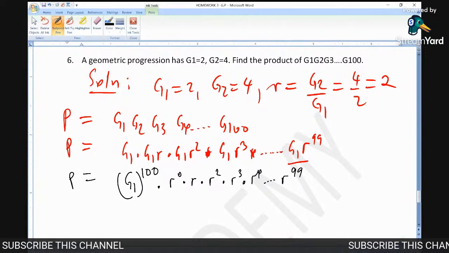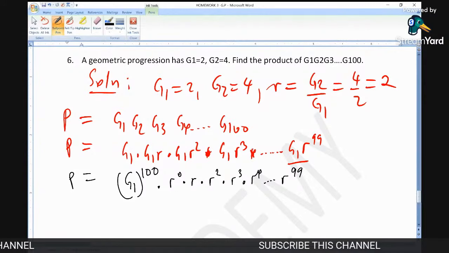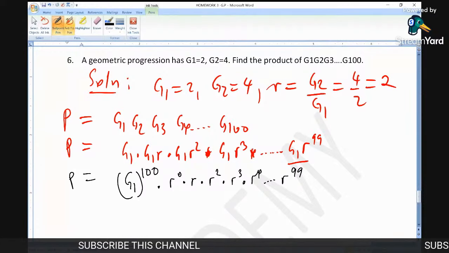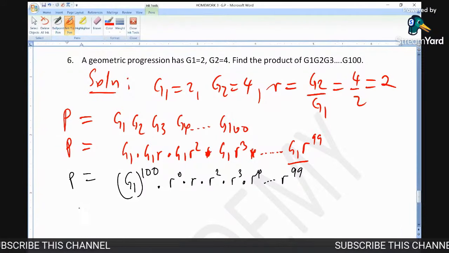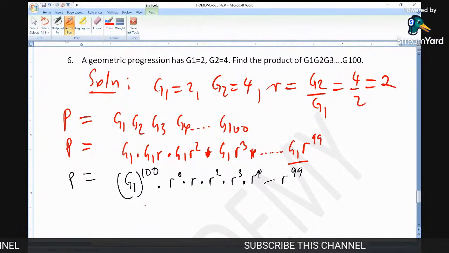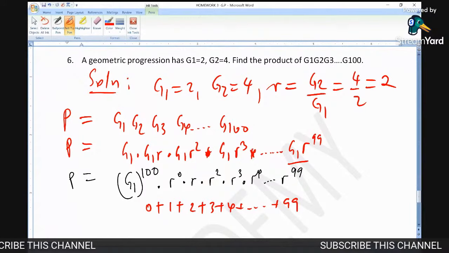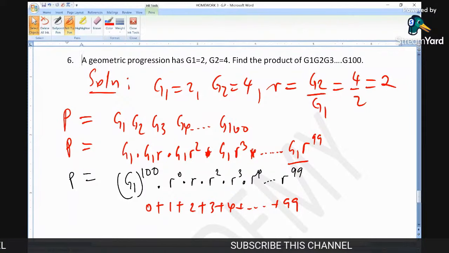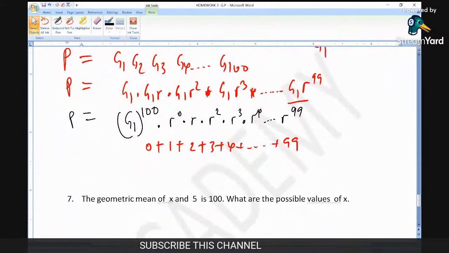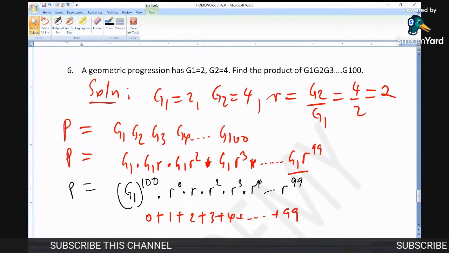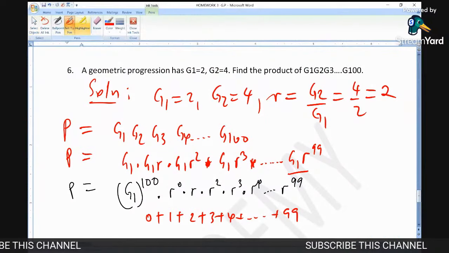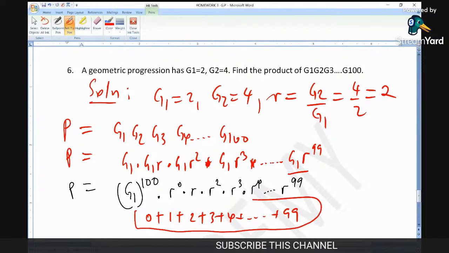Imagine if you are multiplying exponents, you are going to add them. So I'm going to have an arithmetic series, whereby you have 0 plus 1 plus 2 plus 3 plus 4, up to plus 99, okay? And from here, you can calculate the sum of these numbers. You can find the summation of these numbers by using arithmetic progression.